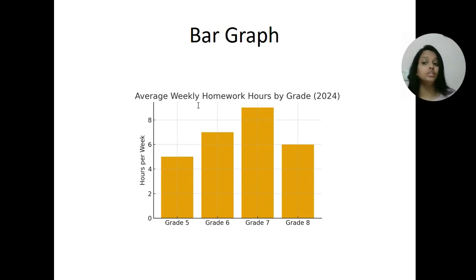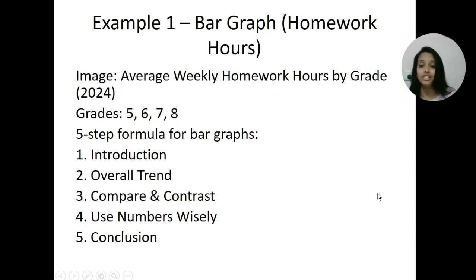Then try to use the numbers wisely. This is the fourth step. The biggest gap, if you see here, is between grade 5 and grade 7 with a difference of 4 hours per week, that you can make a note of, okay? And finally end with a conclusion. In conclusion, older students tend to spend more time on homework, though grade 8 surprisingly had fewer hours than grade 7. So this way you can make a note of all the factors that you need to include.